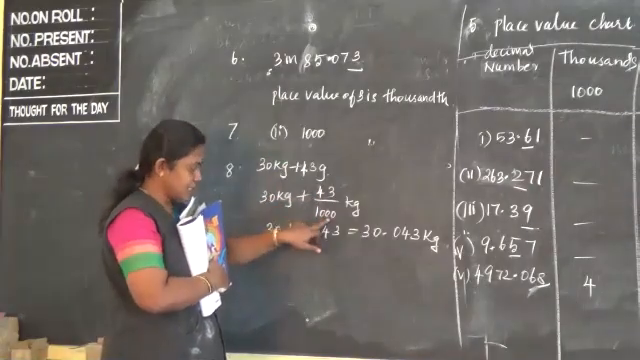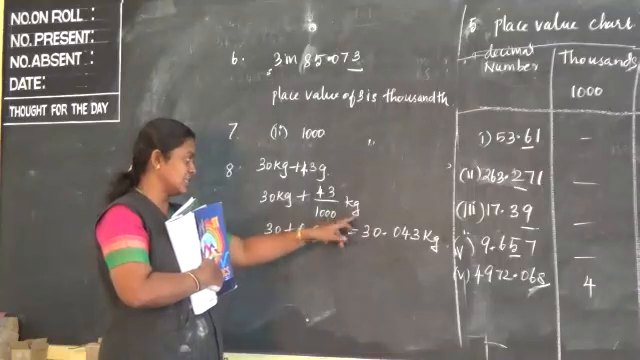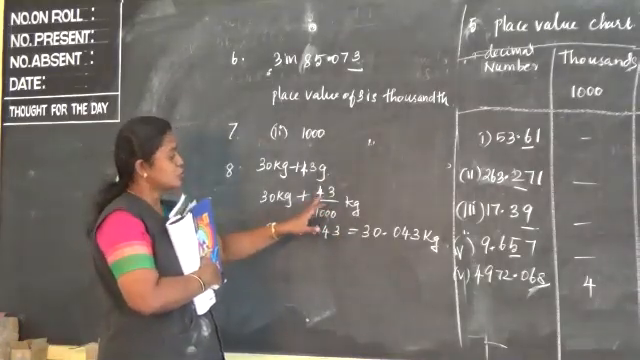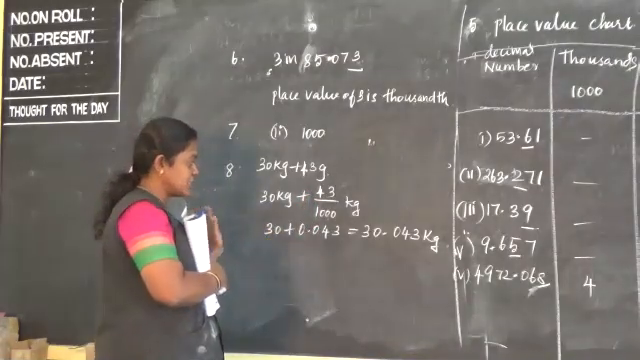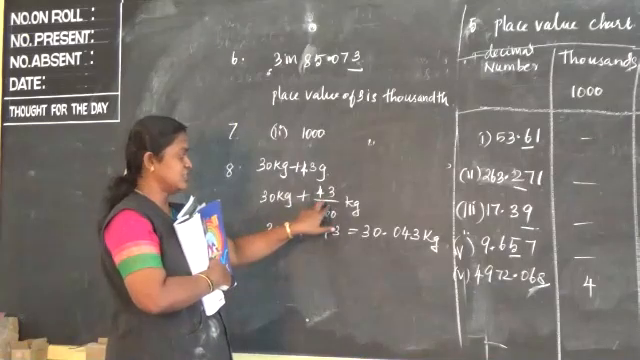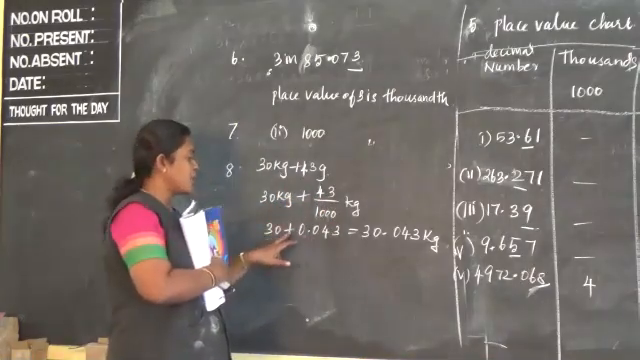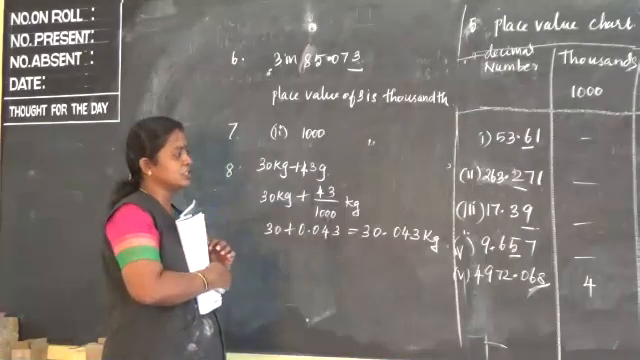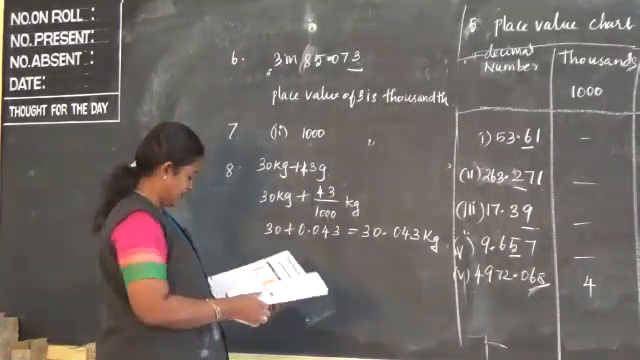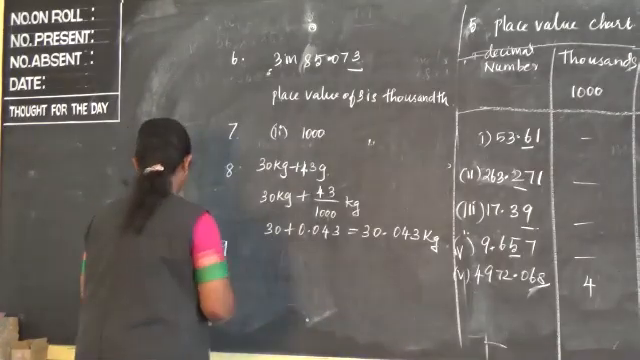So I am dividing by 1000 here. 30 kg plus 43 by 1000 kg. Here 3 zeros were there in the denominator. So you should move 3 decimal places to the left. So 0.043, here only 2 digits were there, that's why I am adding one more 0 here. So 30.043 kg. Come to the ninth problem.